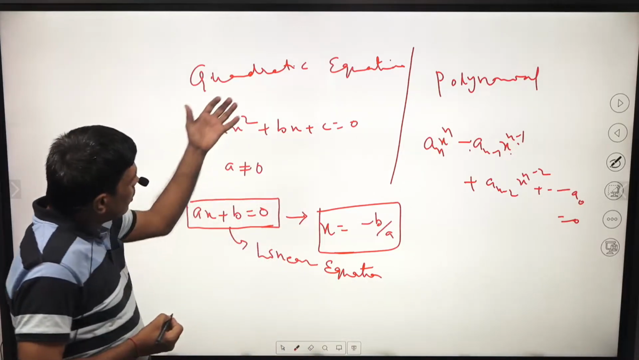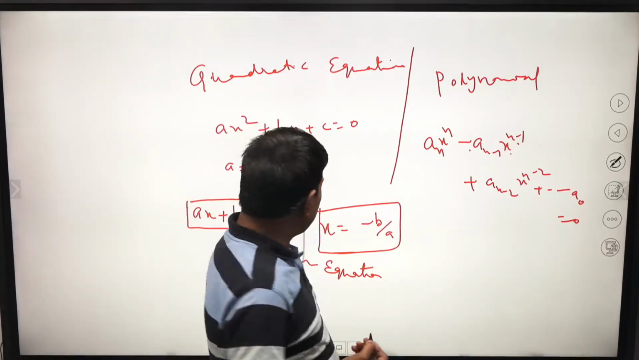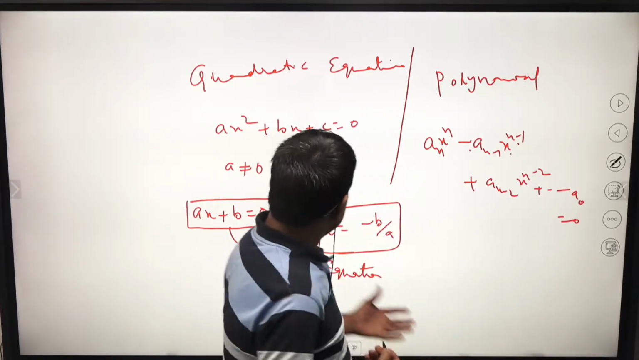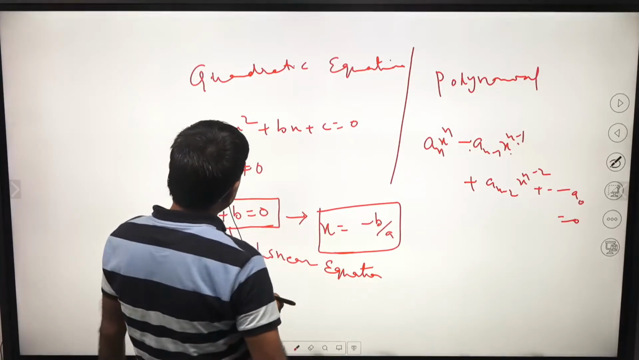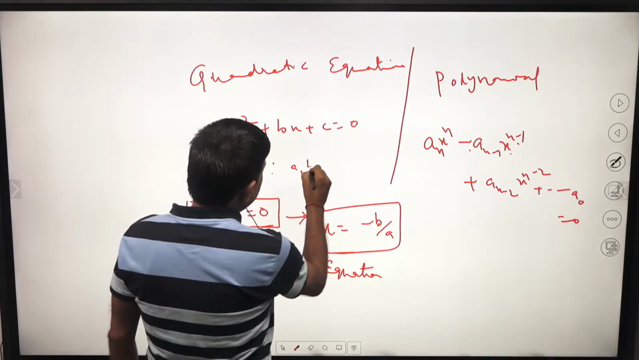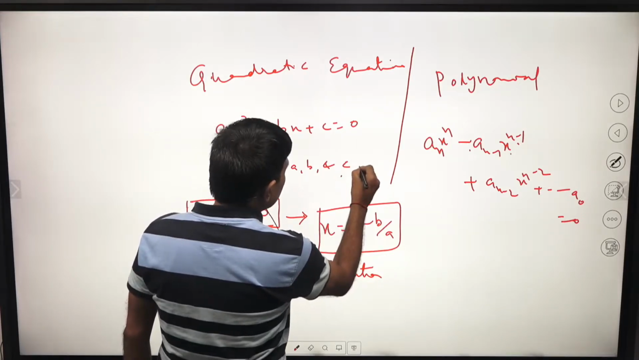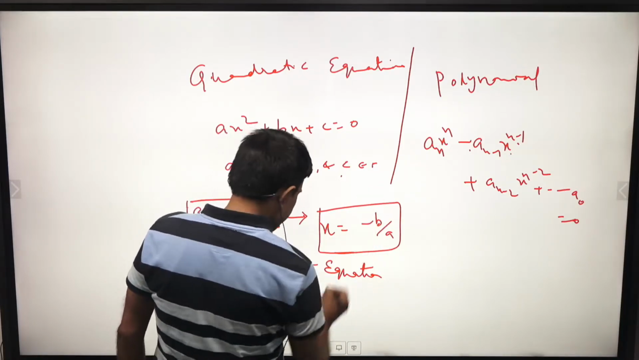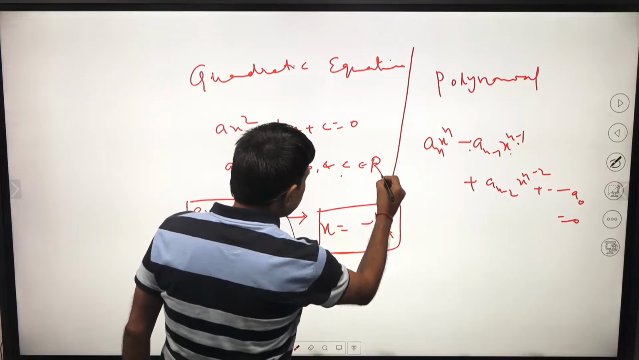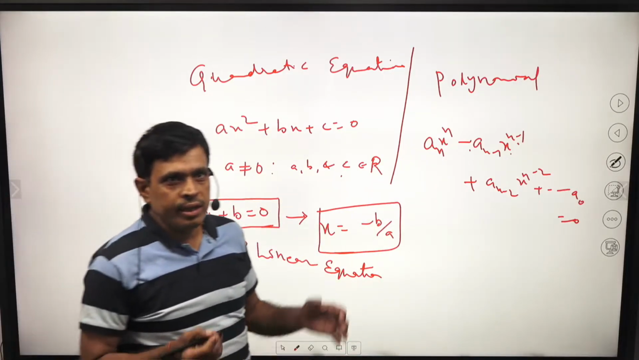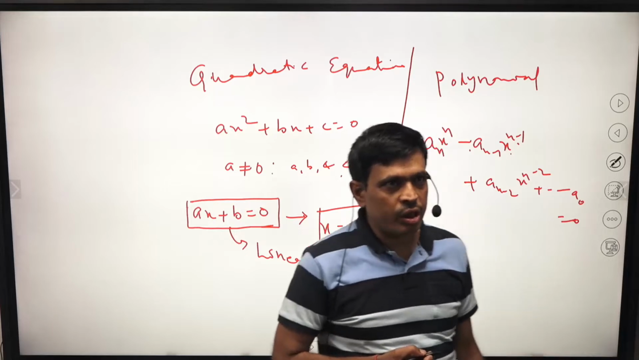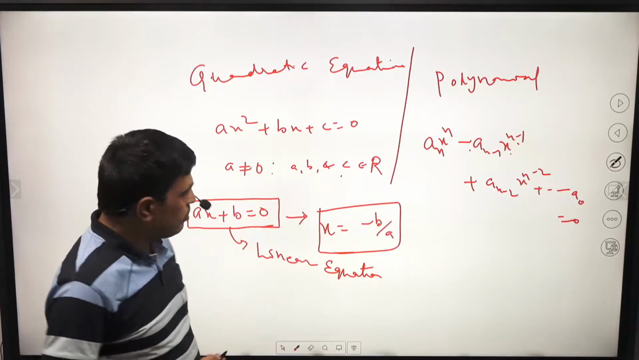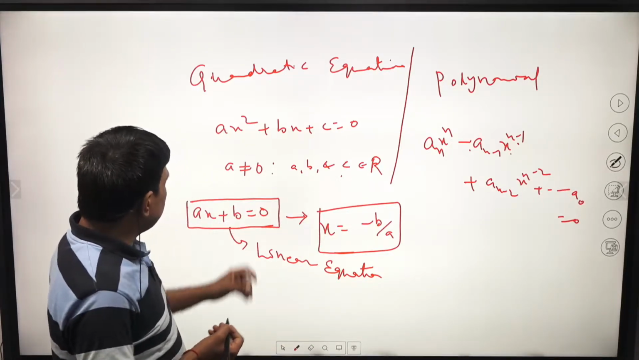Here we are talking about the quadratic equation, which means we have two roots. Here a is not equal to 0, and a, b and c belong to R, because we are studying real quadratic equations, where a, b, c belong to real numbers, not complex numbers. So this is the quadratic equation.